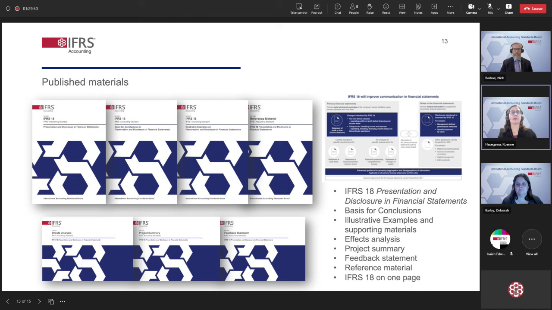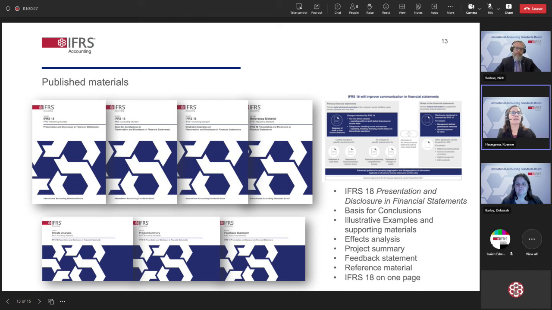To help you on your implementation journey with IFRS 18, we produced a suite of documents, which you can see showing on the slide. I'd just like to highlight that in the back of the illustrative examples, we have included flowcharts to help you navigate the requirements, and they are referred to as supporting materials. An example is a decision tree to determine whether or not you have management defined performance measures and whether they need to be disclosed applying the requirements.